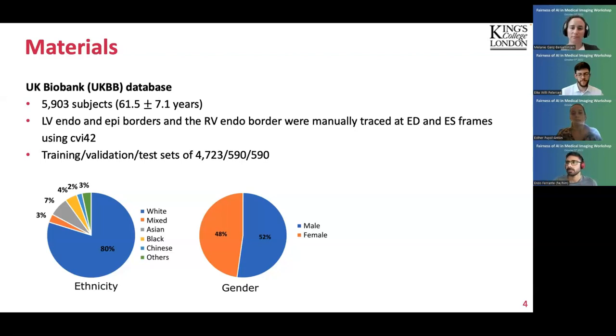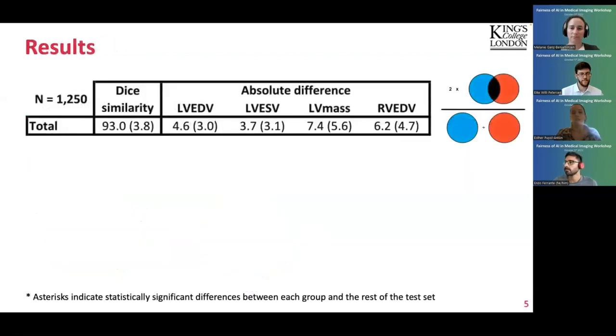To perform this analysis, first of all we assess the performance overall, given the full test population. For that, we look at two metrics. First, the Dice similarity, which measures the overlap between the manual and the automatic segmentation, where 100% means a perfect overlap and 0% no overlap. We also look at the absolute difference in the biomarkers that are used clinically. Here there's nothing really new: in terms of performance, we are doing very similar to any of the previous methods that have been proposed.